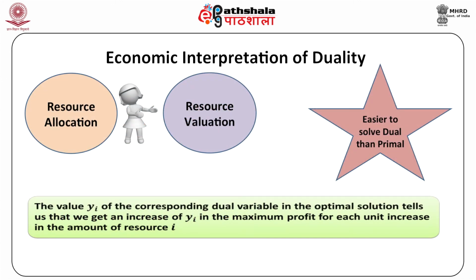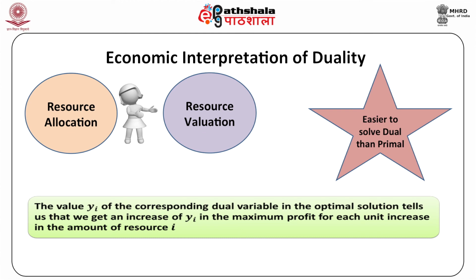Economic interpretations of duality. If we interpret our primal LP problem as a classical resource allocation problem, its dual can be interpreted as a resource valuation problem. The dual variables give the shadow prices for the primal constraints. Suppose we have a profit maximization problem with a resource constraint. Then the value yi of the corresponding dual variable in the optimal solution tells us that we get an increase of yi in the maximum profit for each unit increase in the amount of resource i.